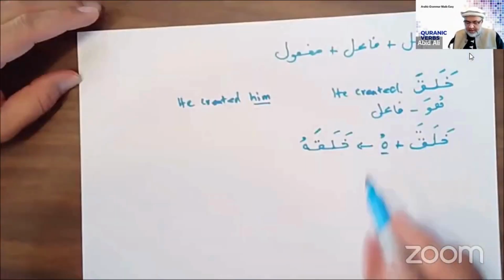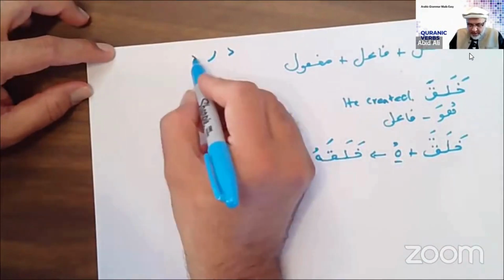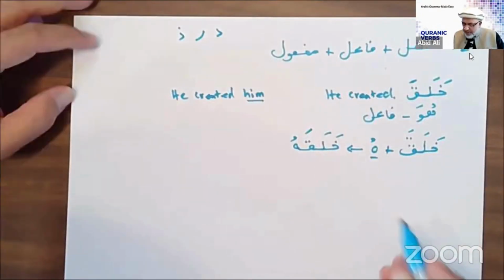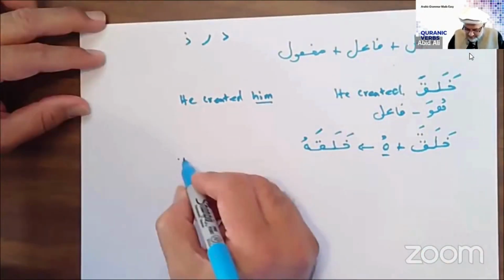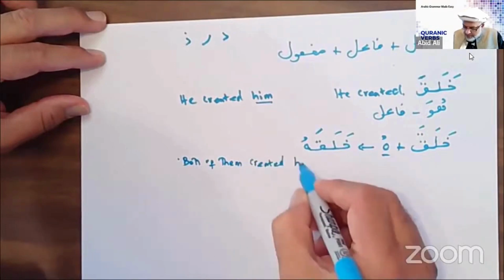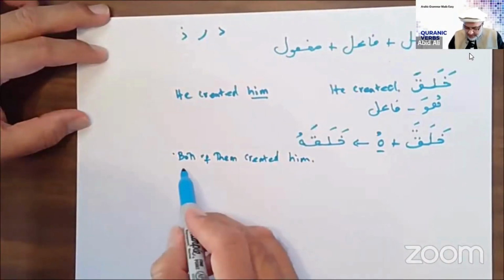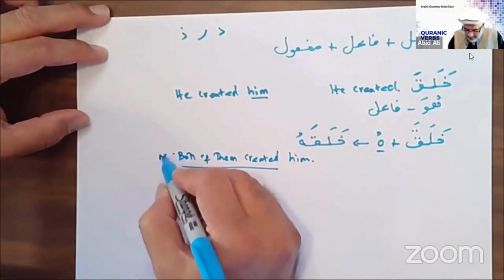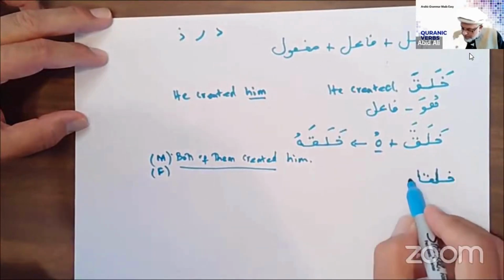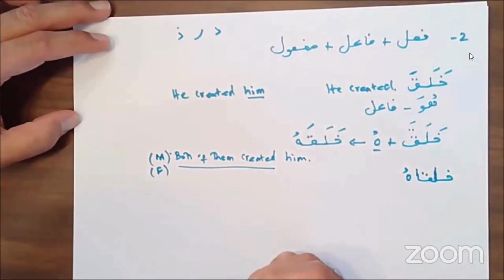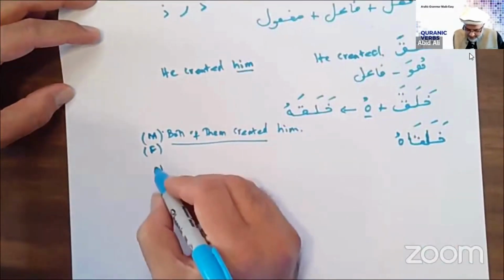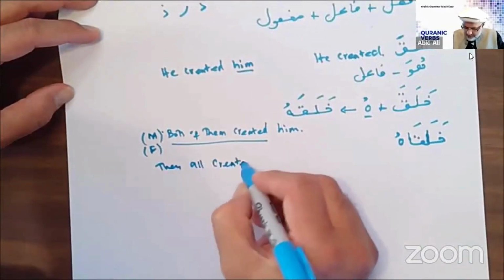There are some letters you cannot attach, for example dal, ra, and zal. These letters don't allow anything to be attached in front of them. If I want to say "they both created him," what is the translation of "both of them created"? If I'm talking about male and female, it is the same. So I'm going to say khalaqa, who? They all created him.